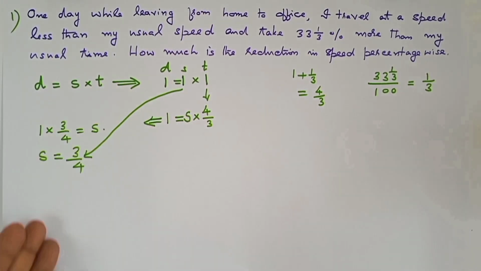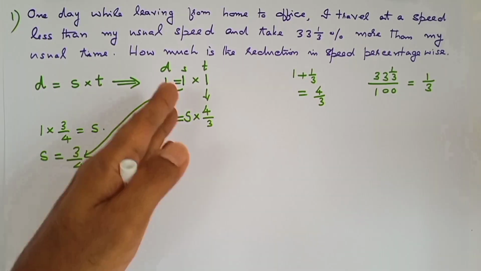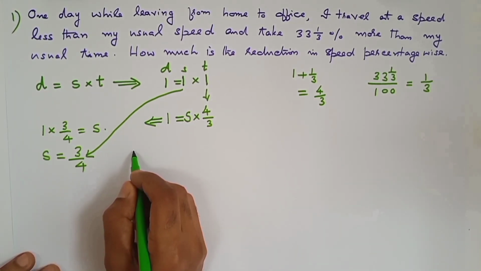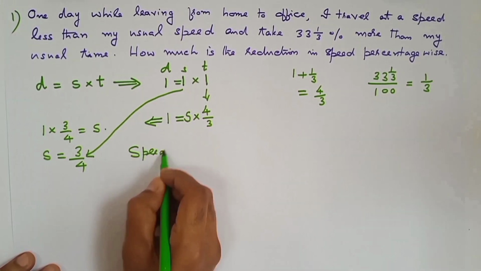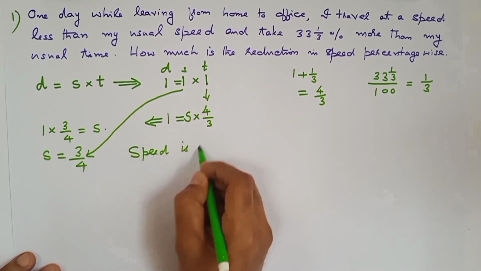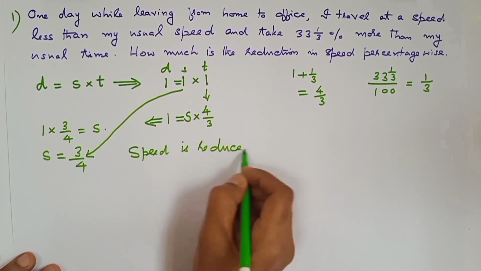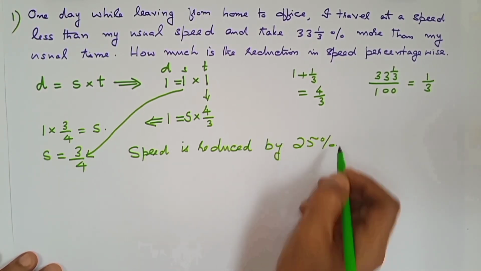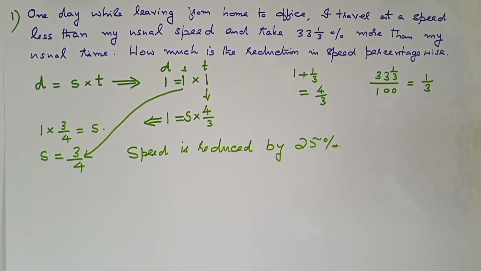There is a reduction in speed from 1 to 3 by 4. 1 getting reduced to 3 by 4 means it's getting reduced by 1/4. 1/4 means 25%. So speed is reduced by 25%. That's the final answer to the question.